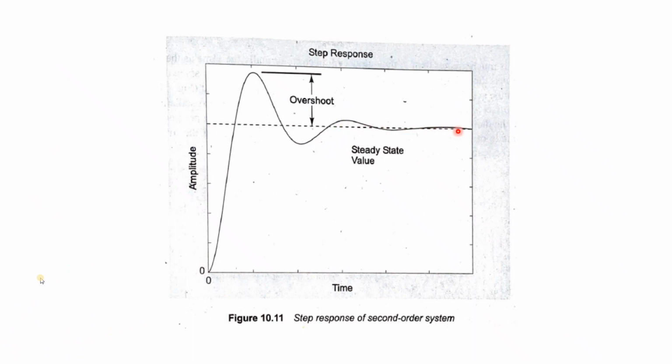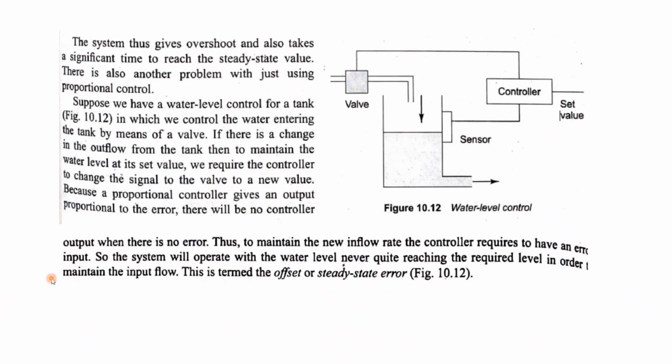So there is some steady state error because the input and output will not match each other. If I extend this part, there may be a situation where the input and output do not match. So there is some gap, which is called the steady state error.